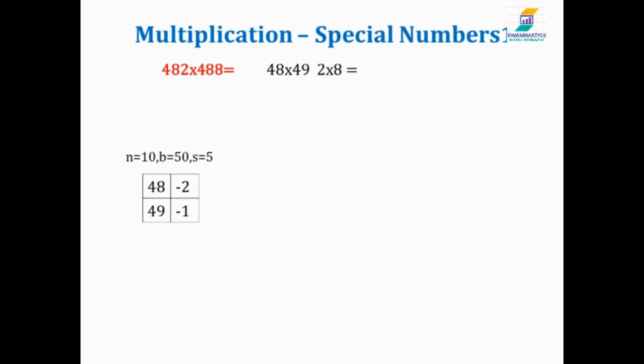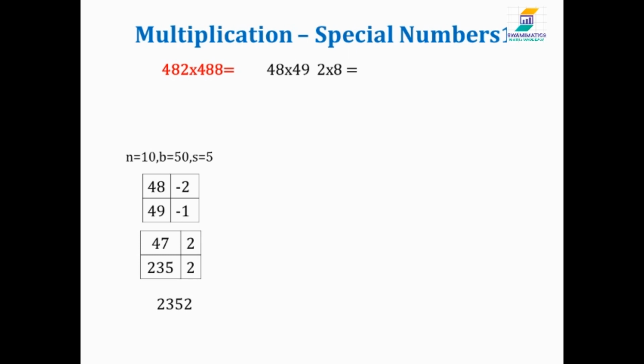Right? Now 48 is 2 short of 50, 49 is 1 short of 50, right? So what is the next step? 48 minus 1 or 49 minus 2, which is nothing but 47, minus 2 into minus 1 is 2, right? Since we have taken the base as 50 and the ratio S is 5, 47 needs to be multiplied by 5, which becomes 235, right?